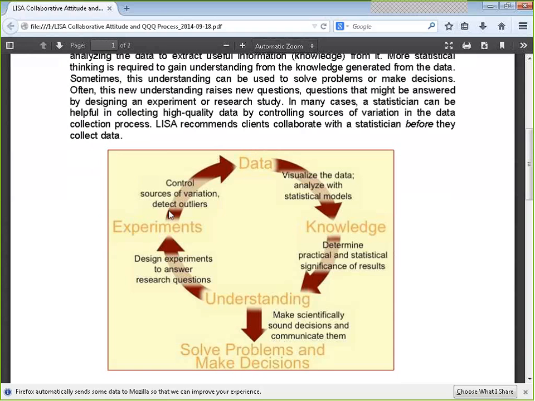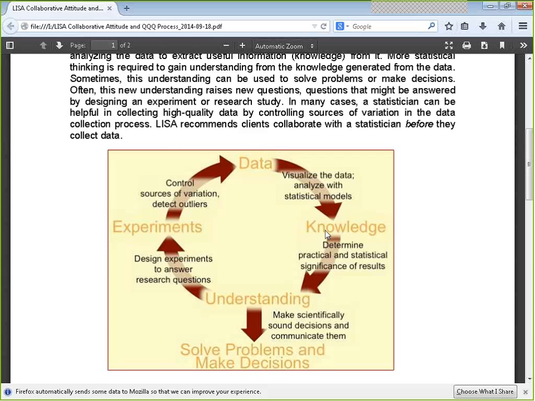And from those experiments come data, and it's after data are collected that they bring in a statistician, because they try to analyze the data but it didn't work, or something went wrong. And so then the statistician becomes involved. The statistician can help visualize the data or analyze with statistical models to come up with some kind of knowledge from the data. But then the knowledge really needs to be interpreted. So you might have statistical output, that's some knowledge, but it needs to be translated back into understanding.